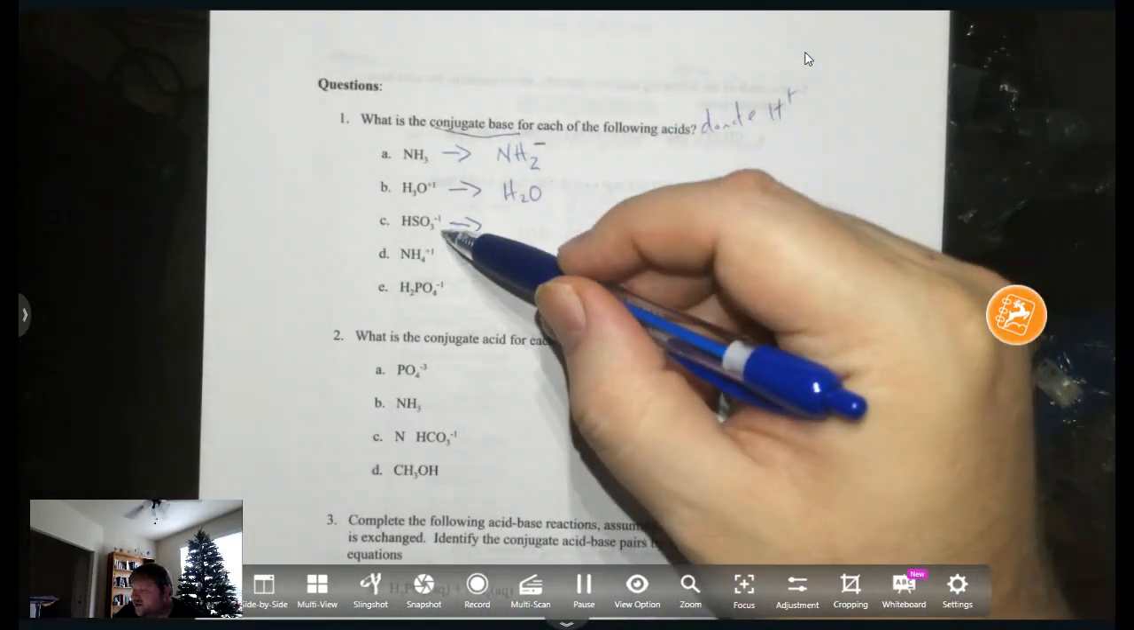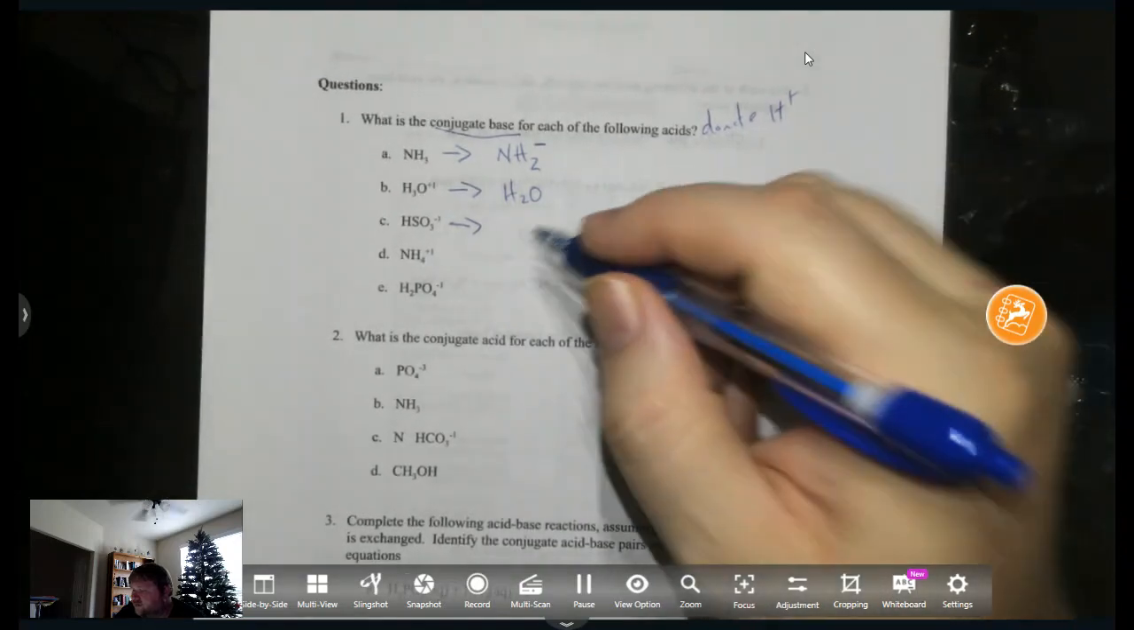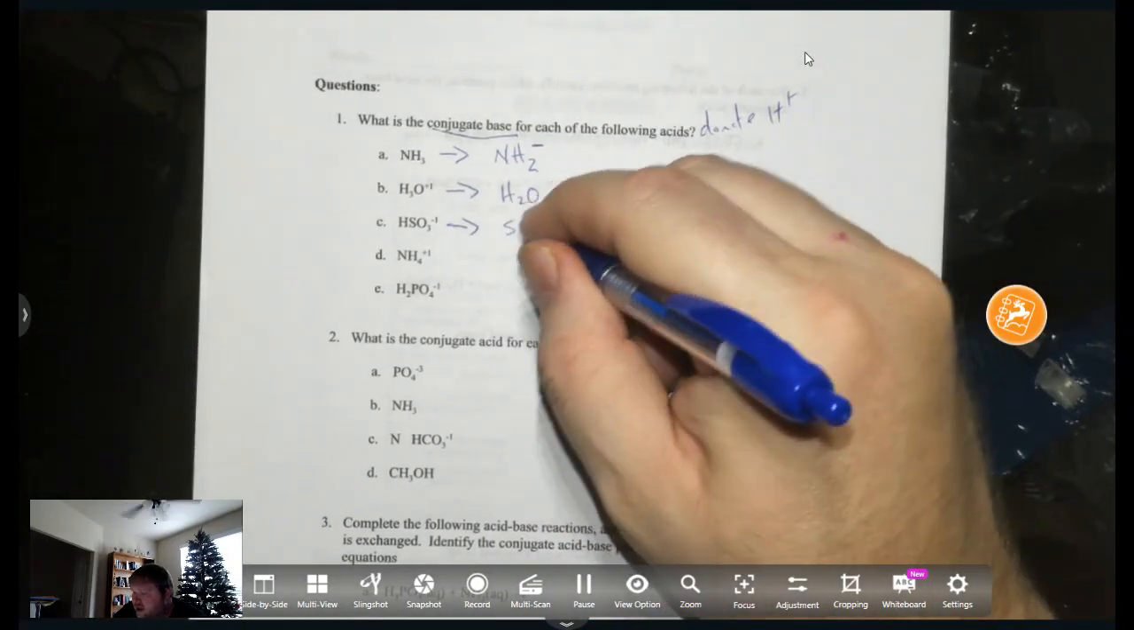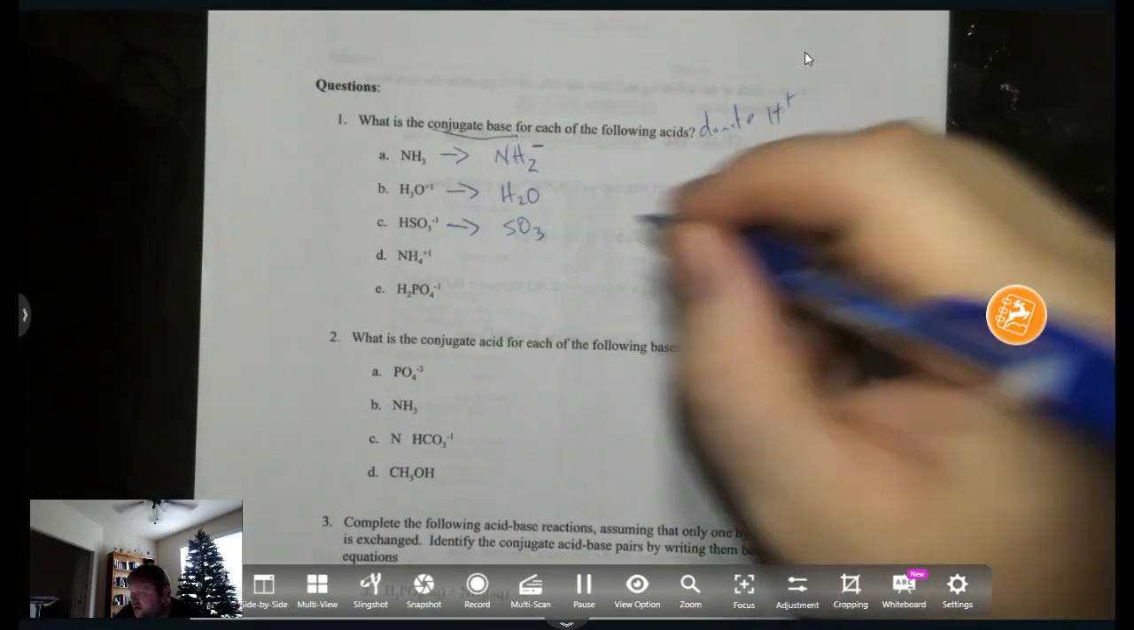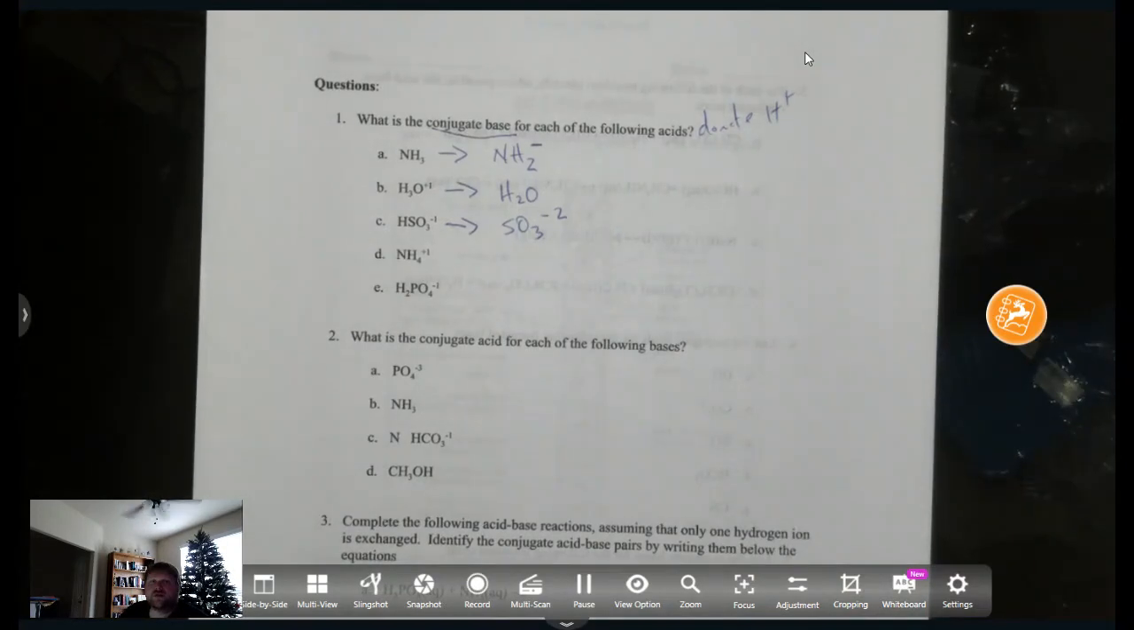And we'll stop on C here with this part. This is called bisulfite or hydrogen sulfite. So let's donate a hydrogen that will leave behind SO3, and we have to take away a positive charge again, so that's going to be -2. So if you need to, hit pause and think about that and make sure that you can actually see the pattern. Do D and E, and I'm just going to throw the answers up real quick.